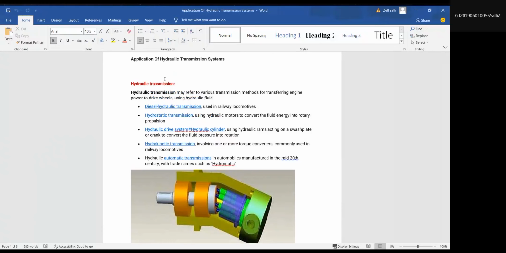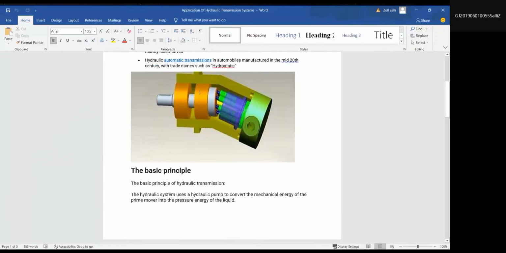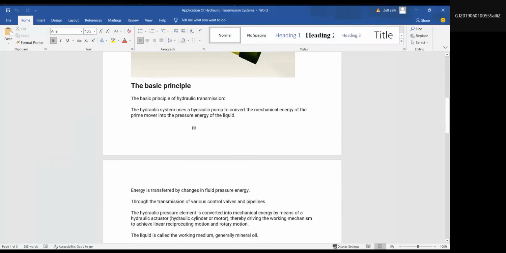It's also used in railway locomotives, in the movement of railway parts. Also, it can be used in hydrostatic transmission. And also, the hydraulic transmission can be used to drive systems in a hydraulic cylinder. The hydrostatic transmission also makes use of hydraulic transmission systems. So let's look at the basic knowledge, since this is quite far-fetched.